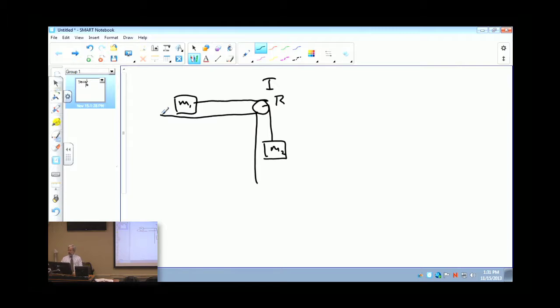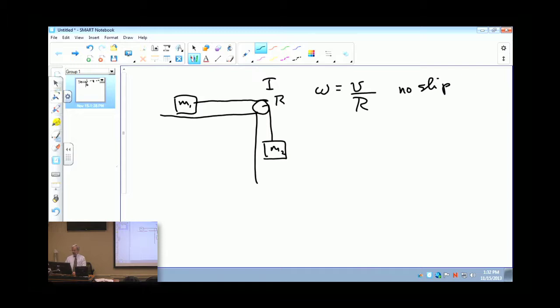So the no-slip condition gives us that the rotational velocity, the angular velocity of the pulley, is related to the translational velocity of the masses. Both of the masses travel at the same velocity, and the pulley is turning without slipping. That is, the rope over the pulley turns the pulley without slip. So this is the no-slip condition for the rope on the pulley.